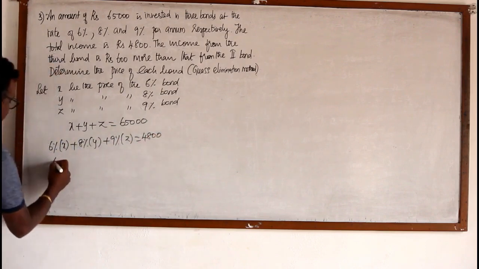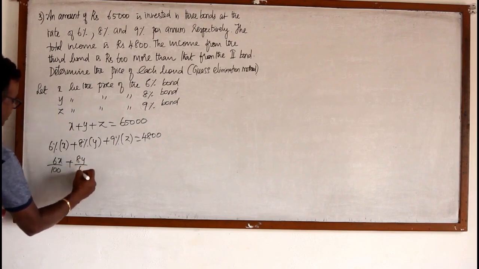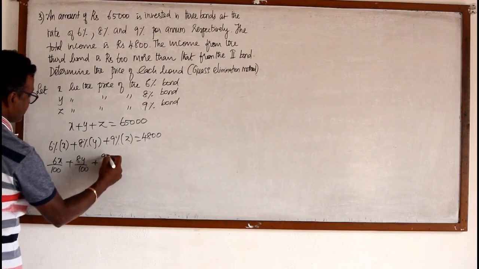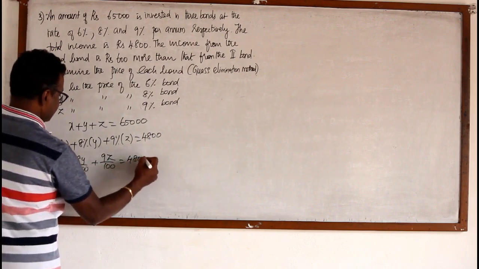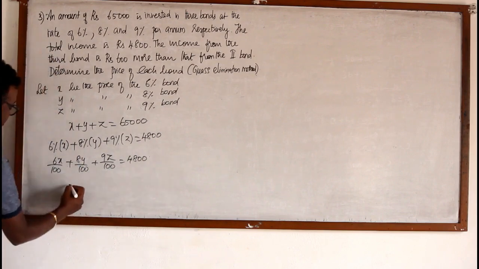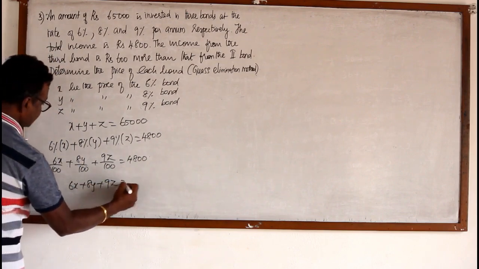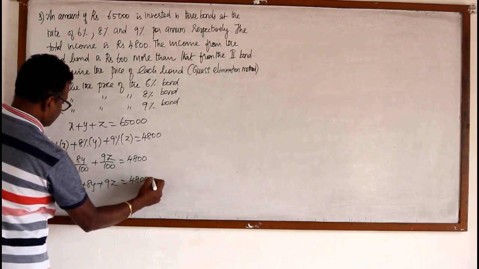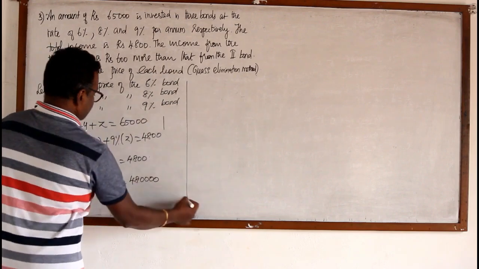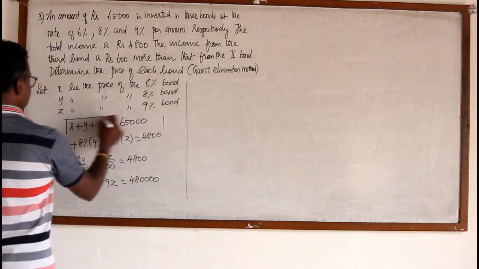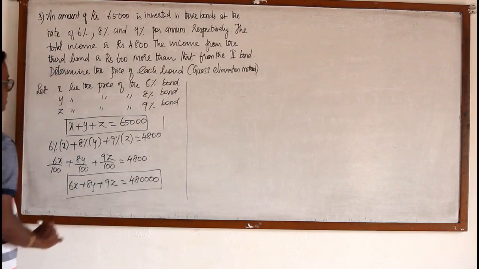That means 6 by 100 X plus 8Y by 100 plus 9Z by 100. Percentage means we have to divide by 100, equal to 4,800. Shall I multiply by 100? It is 6X plus 8Y plus 9Z is 4,80,000, 2 more zeros. Then this is the second equation. So this is the first equation and this one is the second equation.